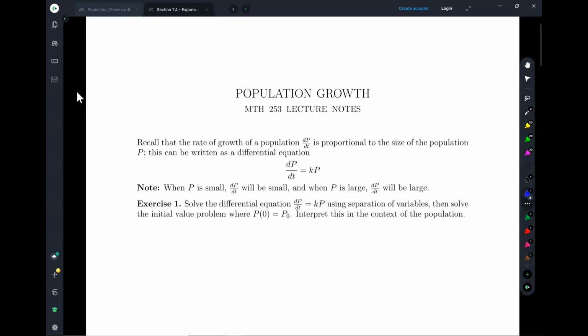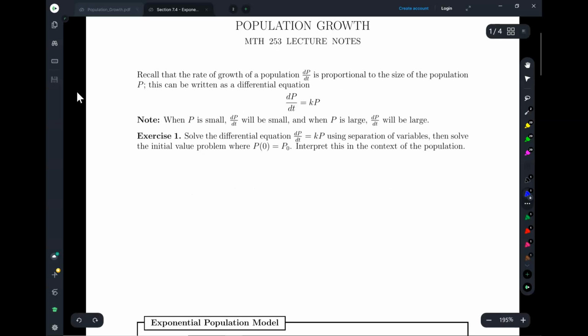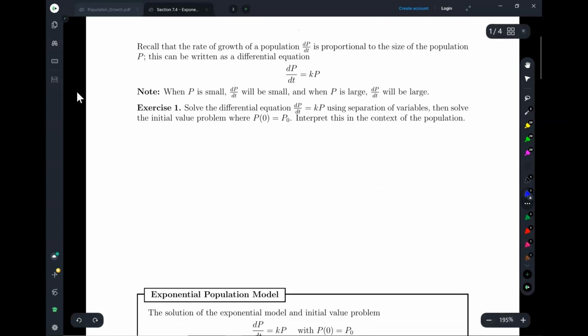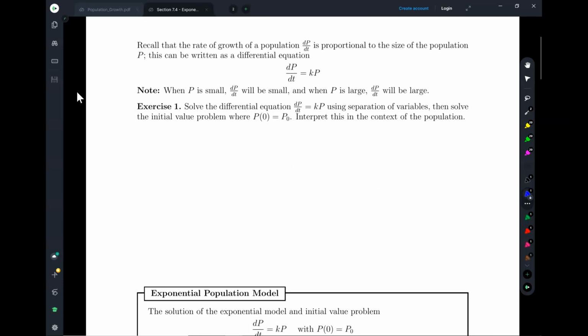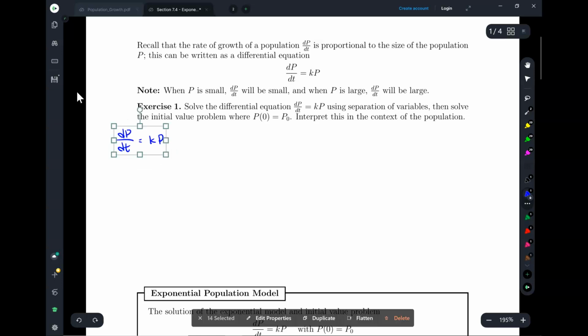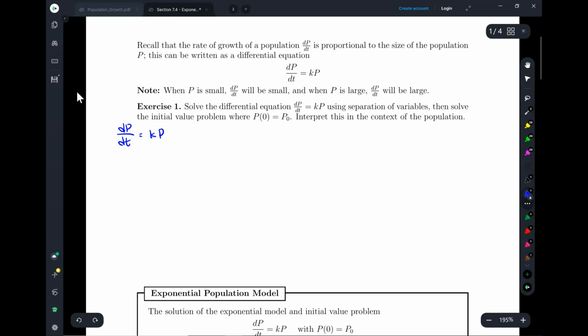All right, welcome back. Let's go ahead and give this a try. Hopefully you've got a good amount of stuff on your paper here, and we'll see if it matches up with what I'm about to go through. So we have our initial differential equation, dP/dt = kP. I know I'm going to need a decent space here, so I'm going to shift that up. All right, so we want to solve this differential equation.